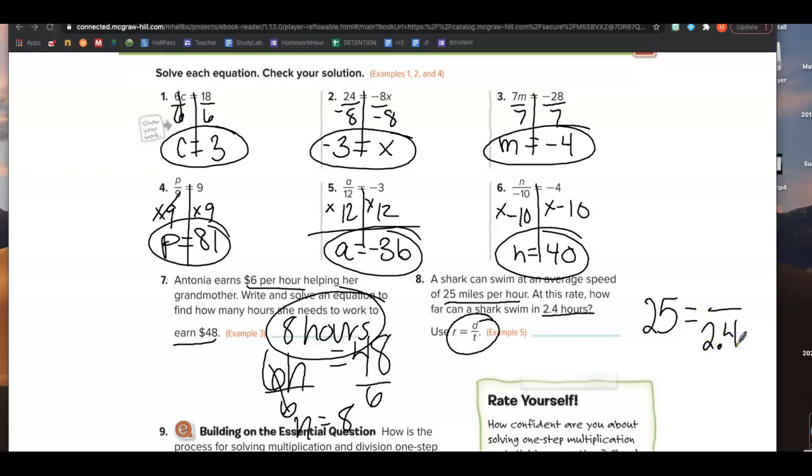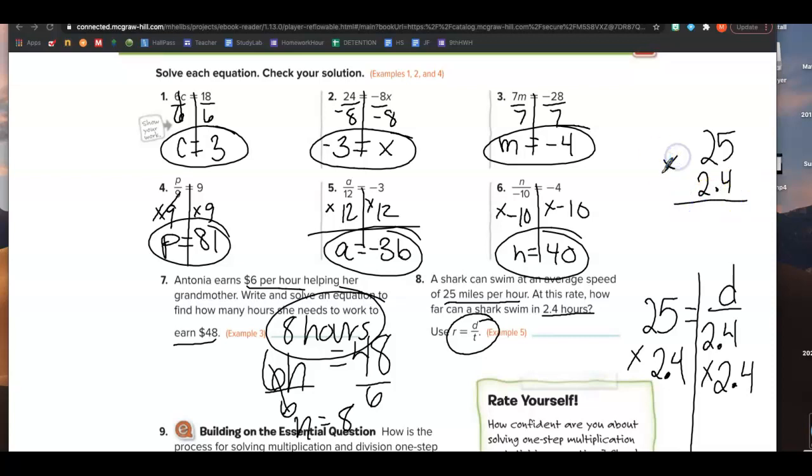So we are missing the distance. What would you do to solve? Multiply by what? 2 4/10. So then we have 25 times 2 4/10. 4 times 5. 4 times 2 plus 2. Zero it out. 2 times 5. 2 times 2 plus 1. Add them together and I get, so is it 600 miles?